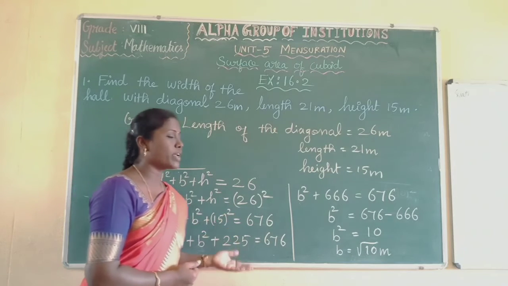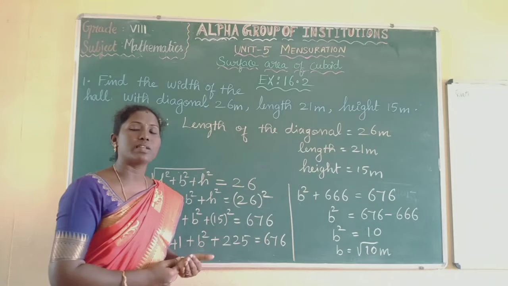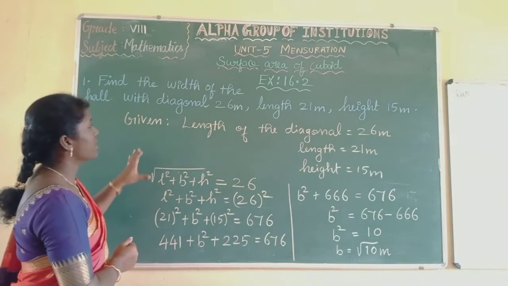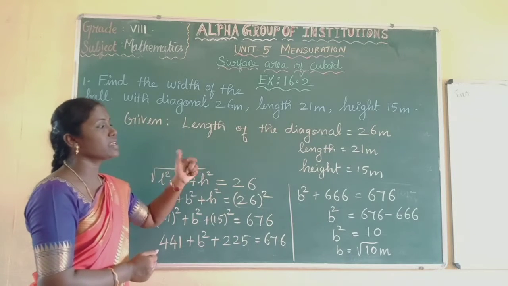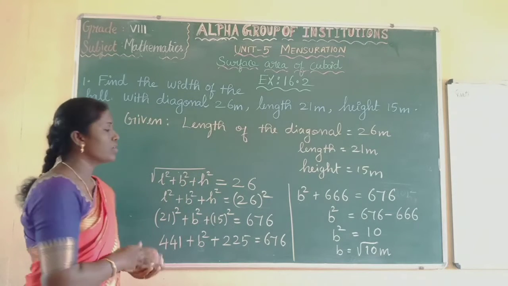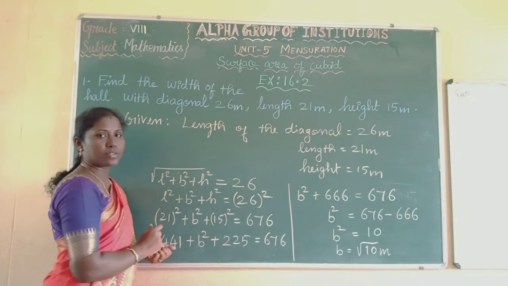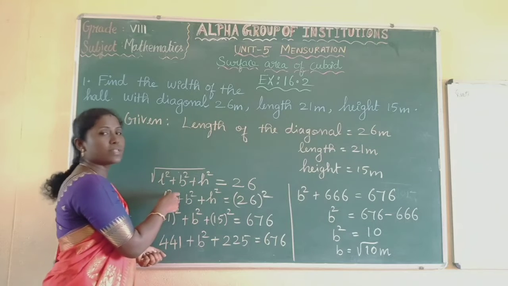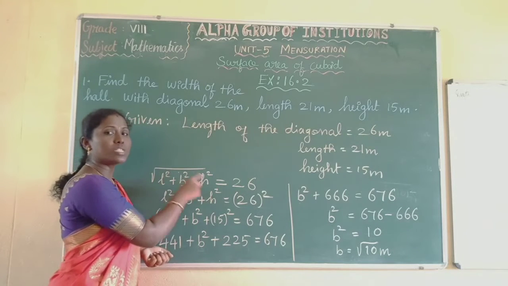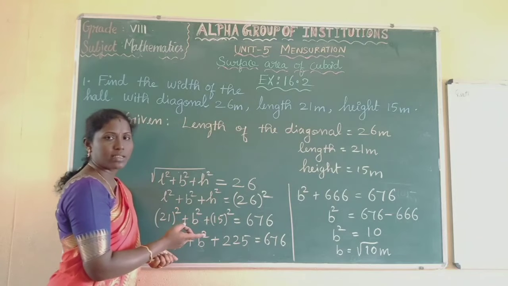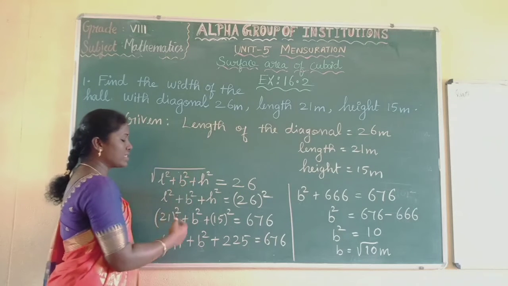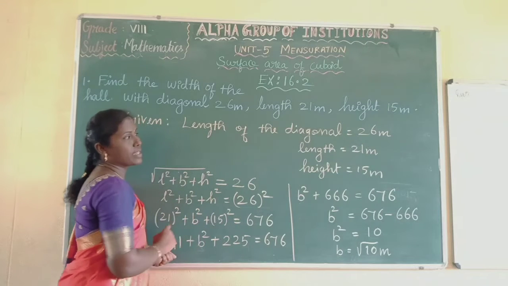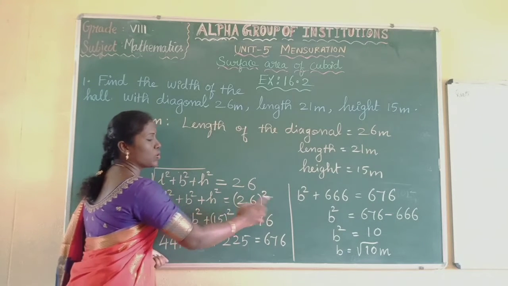If you want to find the square root, it is also good. We can use the long division method and find the square root of 10. So now see here, the length of the diagonal is given, length and height are given, and we have to find the width. First write the formula and substitute the values. See, B is inside the square root. The unknown value inside the square root cannot be found, so to remove the square root, we take the square on both sides. If we square, the formula changes to L square plus B square plus H square is equal to the square of the length of the diagonal, that is 26 the whole square.